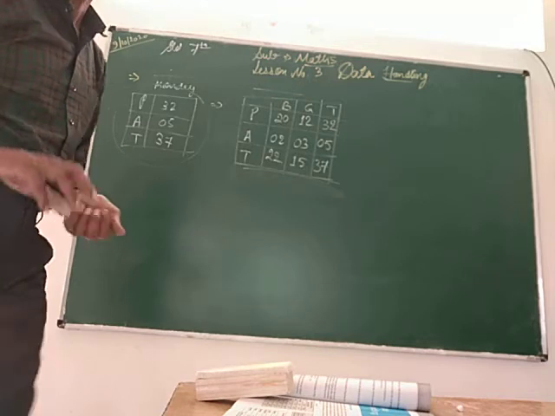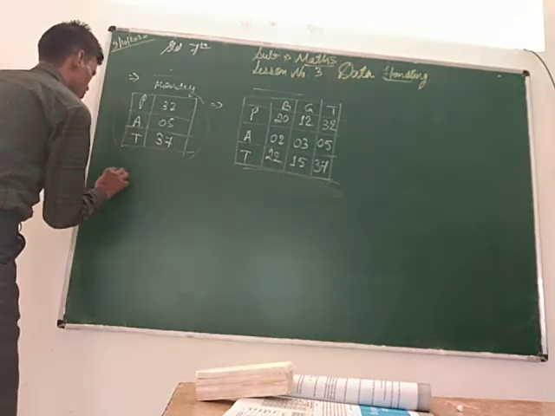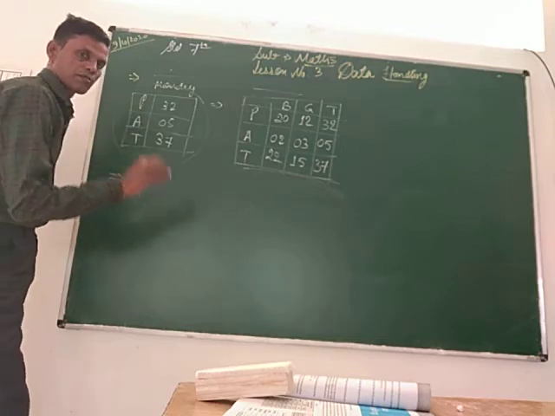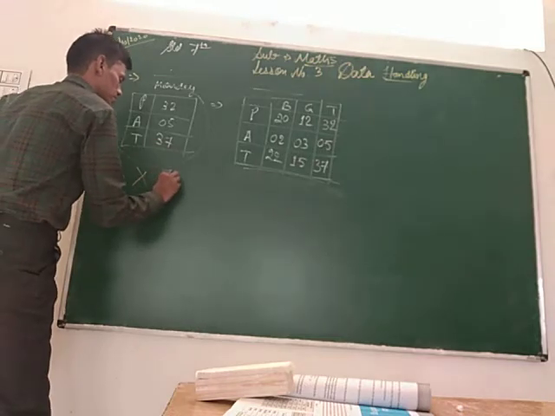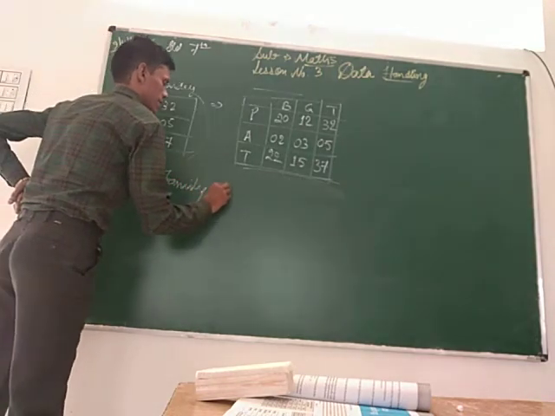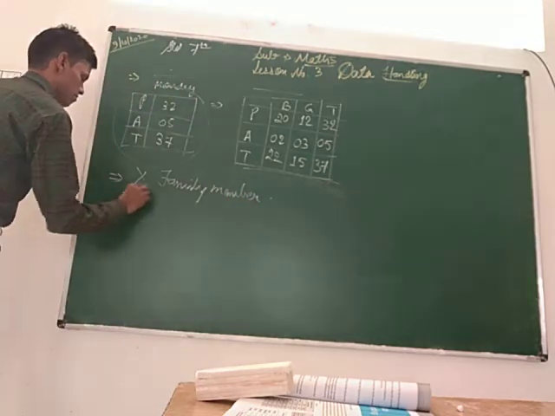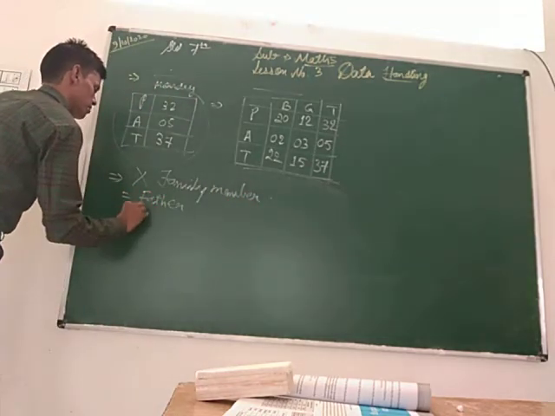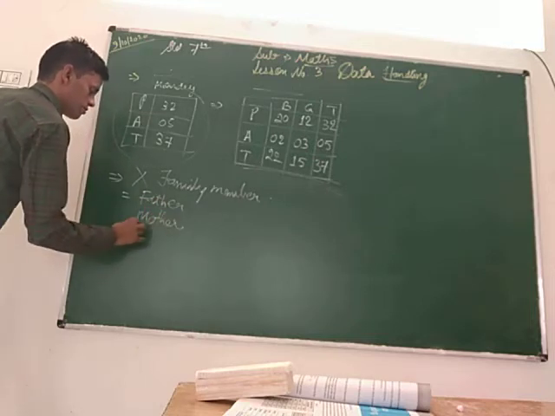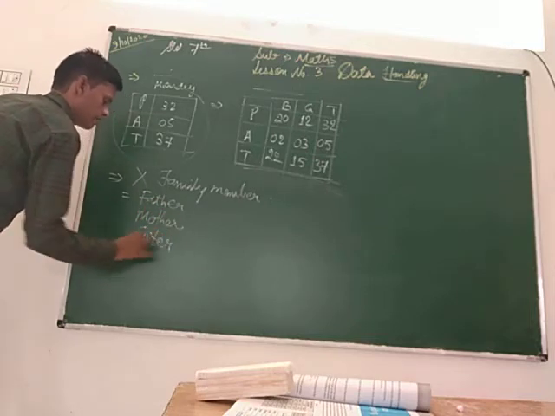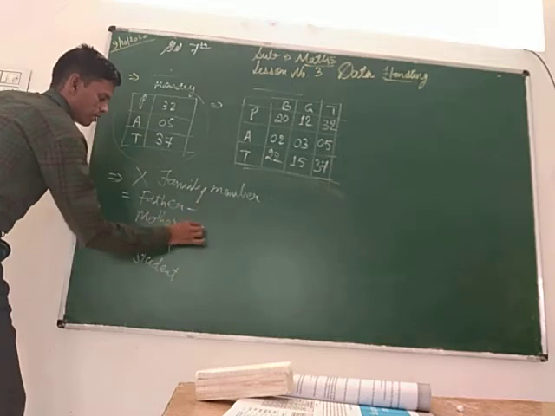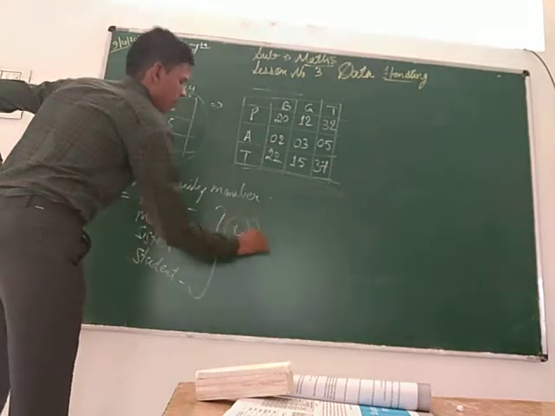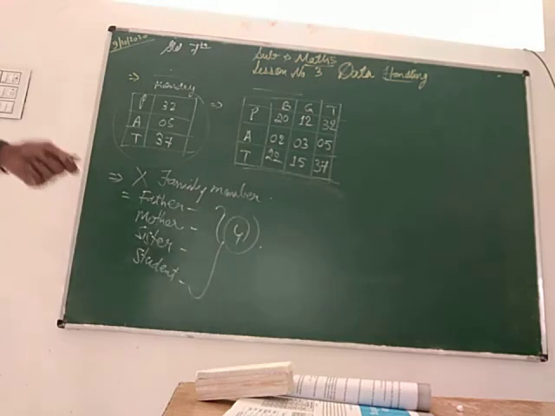If I ask you, how many members are there in your family? Suppose X means a particular person, X family's members: father, mother, sister, and that student himself or herself. How many members? 1, 2, 3, 4. Total 4 members are there in X family. This way we can get the information.